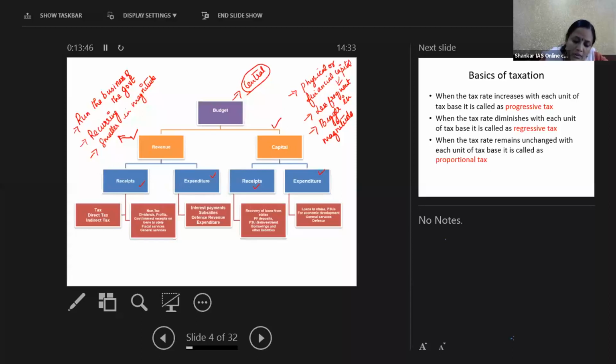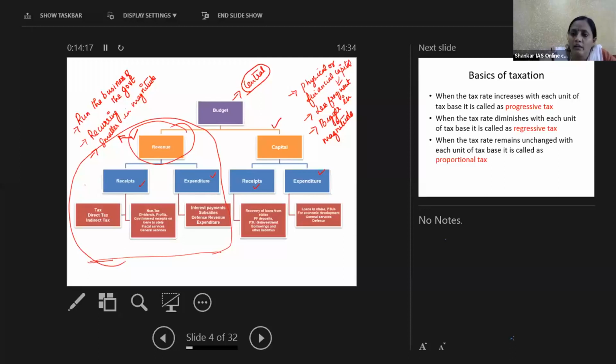Now let us come under the revenue account. So what we can do is, we will first study the revenue account. We will study the receipts, expenditure and all the components under it. Then we will move on to the capital account, right? So we are going to go from the left hand side to the right hand side. We are going to study in this particular fashion. We are going to first finish the revenue account. Then we will go to the capital account, right?